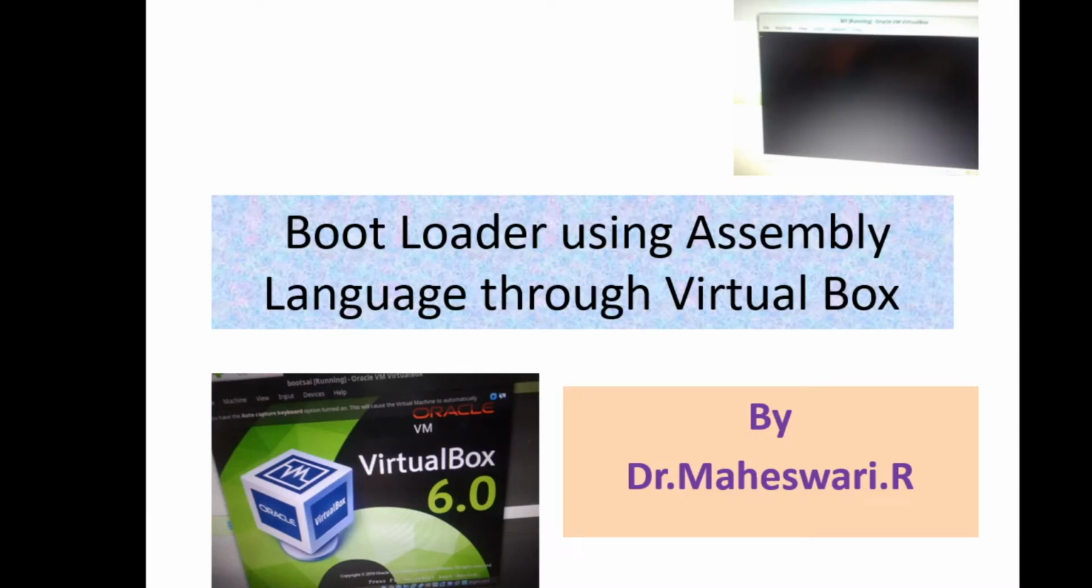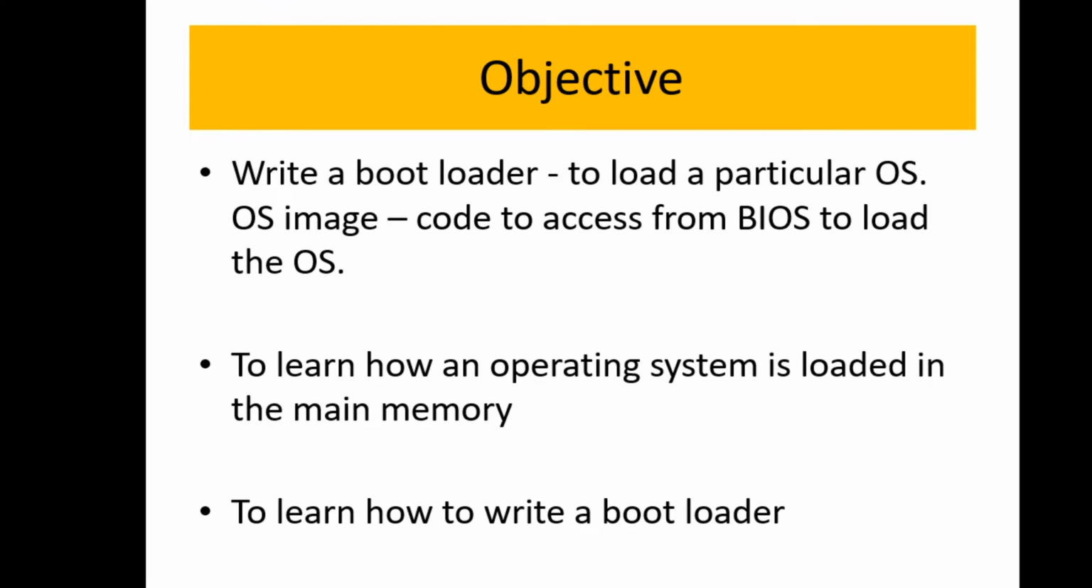Dear learners, in this session we are going to see how to write a bootloader using assembly language through VirtualBox. So the objective is first to create a bootloader to load a particular operating system, and we are going to create an OS image, and this image is going to be accessed through code from the BIOS to load this operating system. As part of this, we are going to learn how an operating system is loaded into the main memory, and we are also going to learn how to write a bootloader.